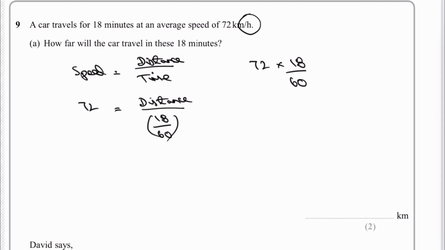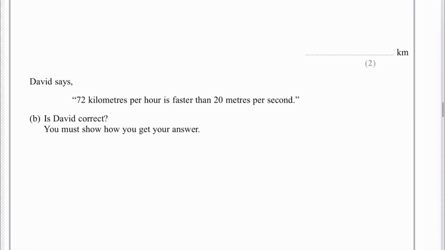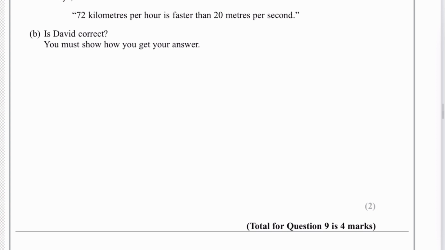Now again, I'm not going to spend too long doing these sorts of calculations, but hopefully that will be okay for you, and that will give me a total distance of 21.6 kilometers. Again, let me know, there are some playlists that you can have a look at. Then it says part B, 72 kilometers per hour is faster than 20 meters per second.